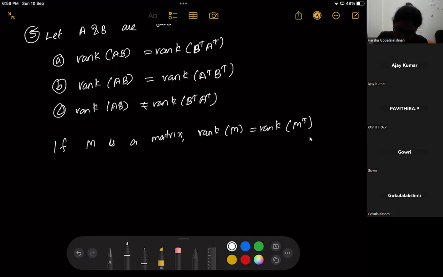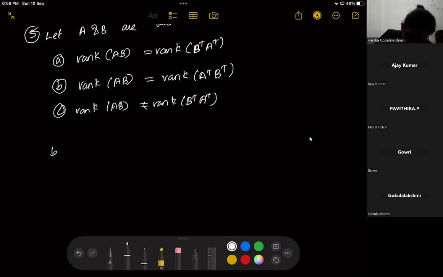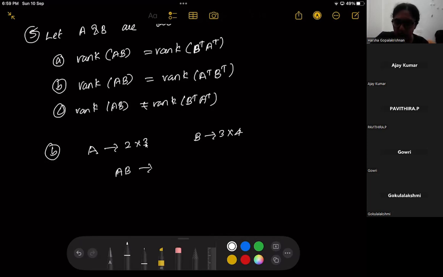So, before going to that, let me come to the B. Now, given A and B are any matrix. I am taking A is 2 by 3 matrix. B is 3 by 4 matrix. Now, AB is well defined. And what will be AB? AB will be a 2 by 4 matrix.